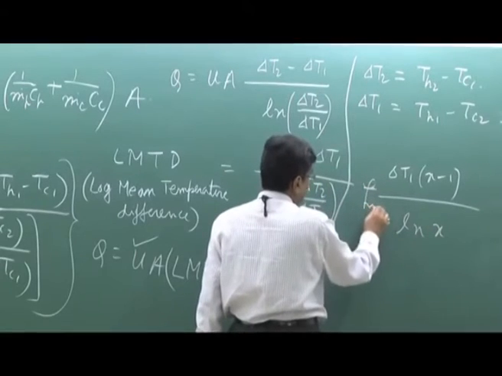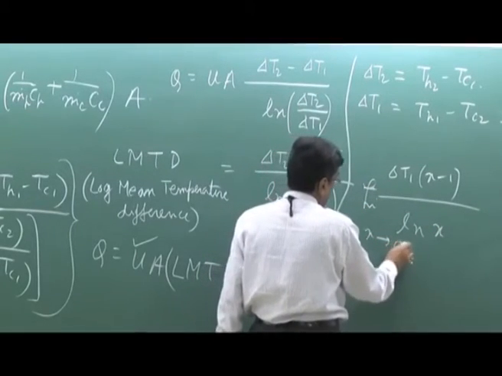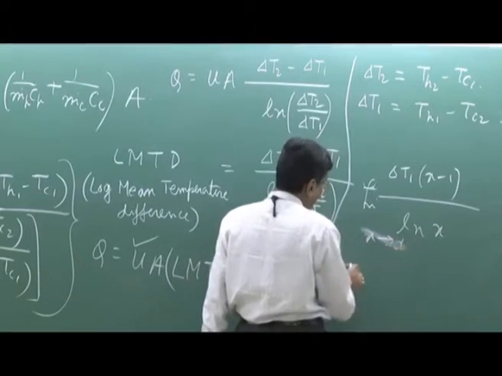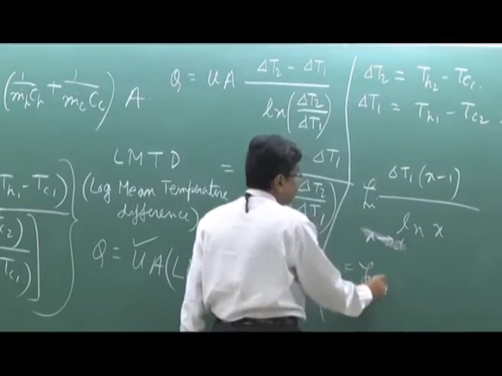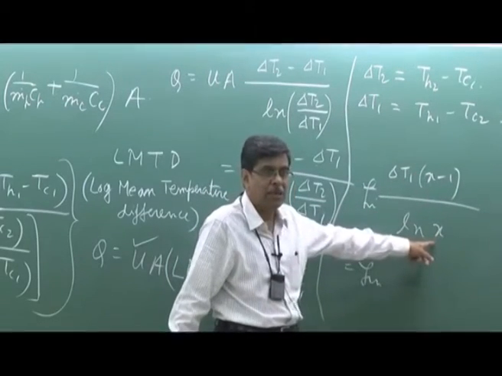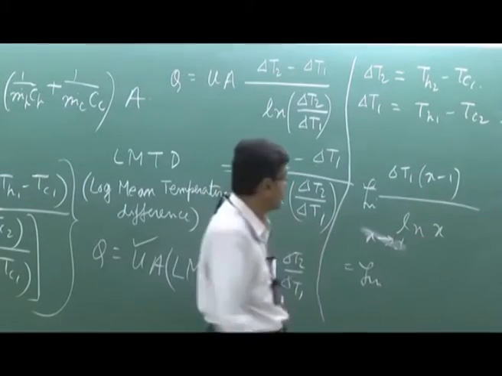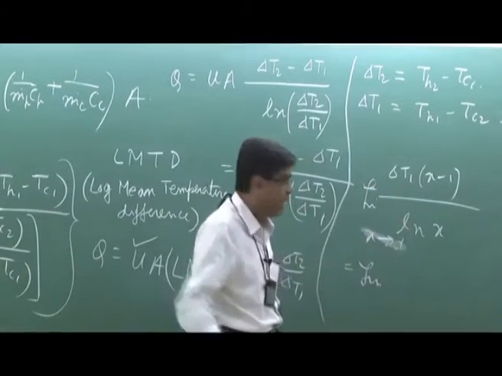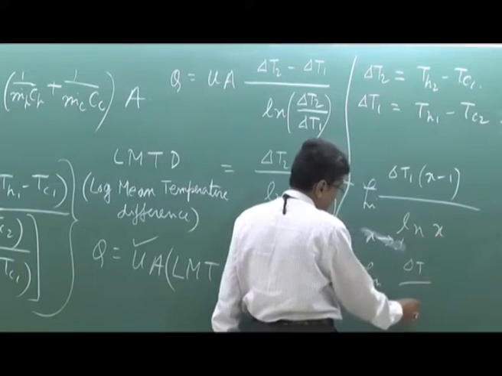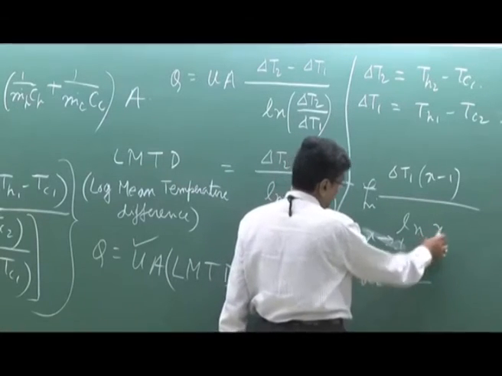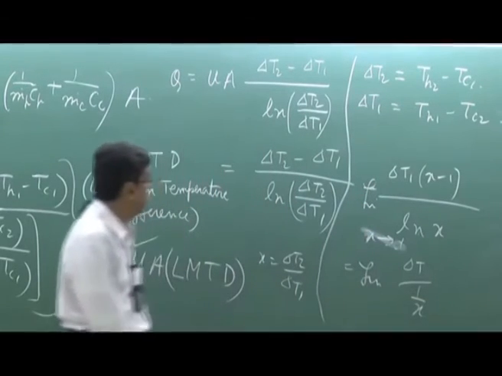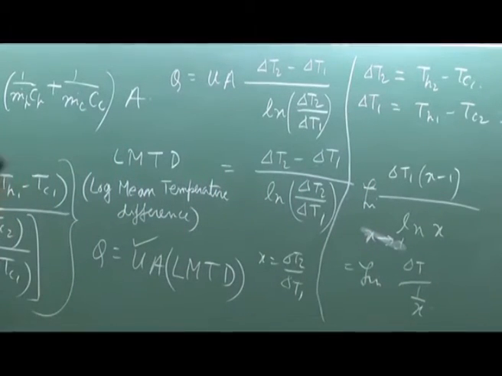Now the limit of this as x tends to 1, we have to apply L'Hospital's theorem, differentiation. Again it is 0 by 0 form, until the 0 by 0 form is gone, so we have to go for a number of steps with that. So ΔT1 divided by ln x is what? 1 by x. And limit x tends to 1.